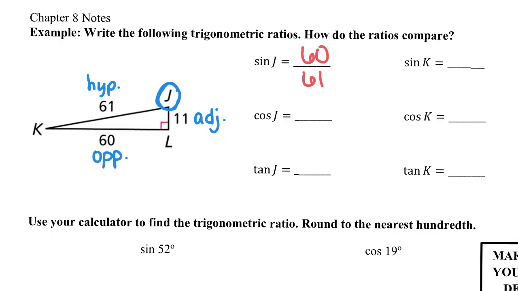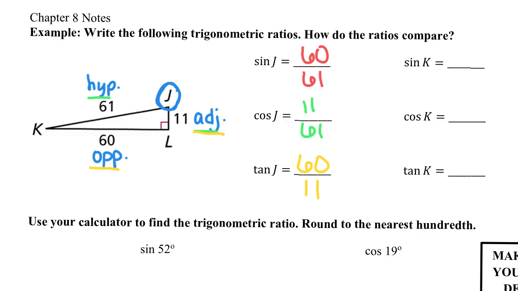So the cosine of angle J compares your adjacent to your hypotenuse. So my cosine would be 11 over 61. The only thing that you could potentially go further on is if either of these ratios simplify, but they do not. Okay, and then finally we need the tangent, which is going to be the opposite side compared to the adjacent. So I would have 60 over 11. So those are my three trig ratios for angle J.